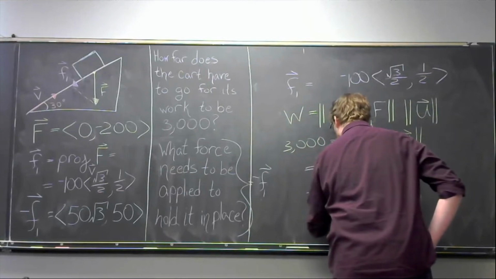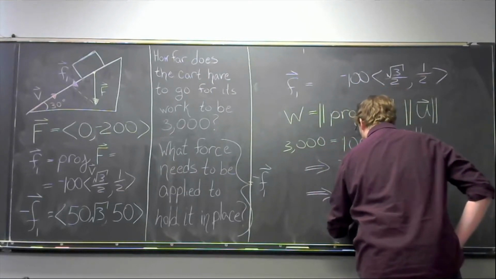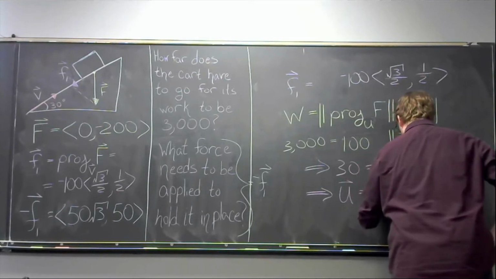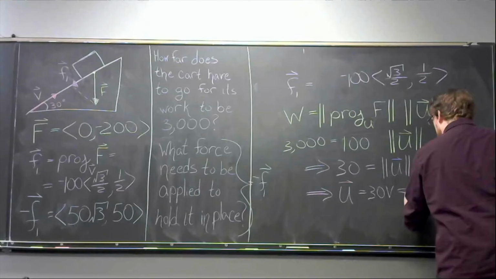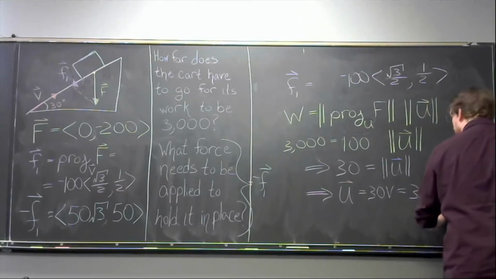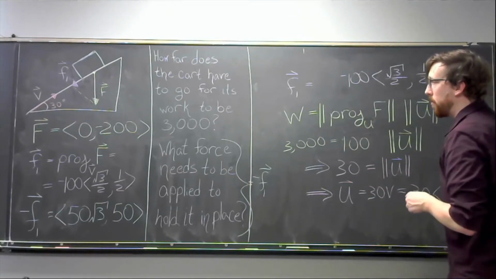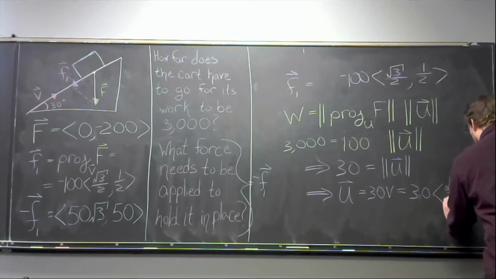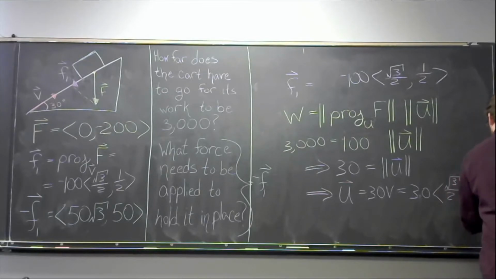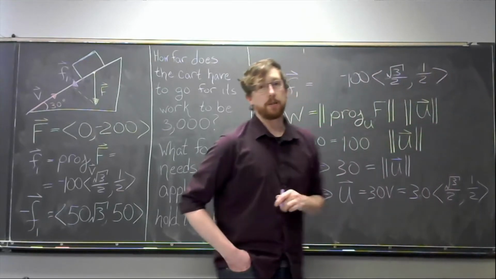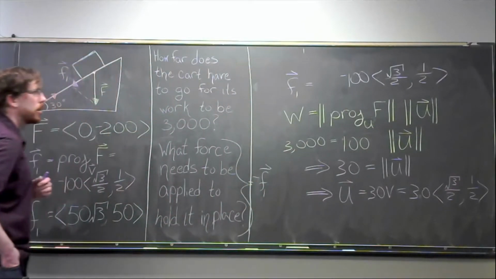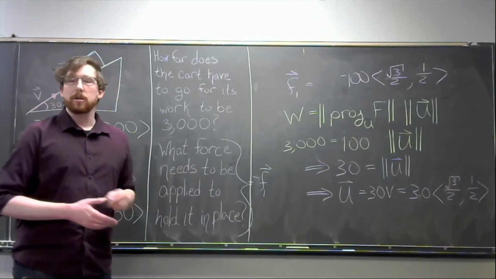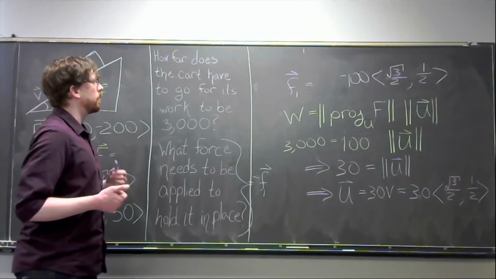So u is equal to 30 times v, which is equal to 30 times the vector square root of 3 over 2, comma, 1/2. And that's it. I know this seems like a lot, but really, I slowed this down a lot just to get to explain everything to y'all.